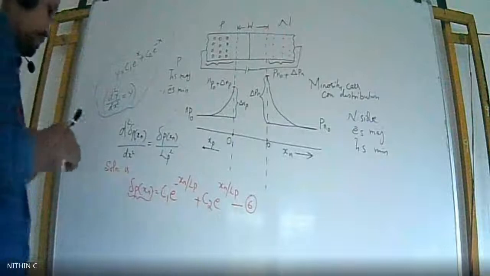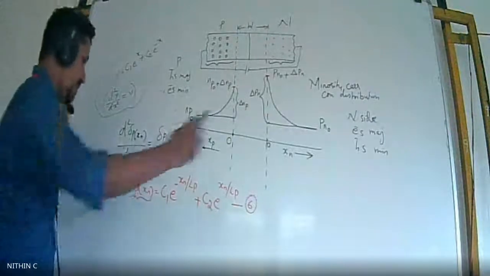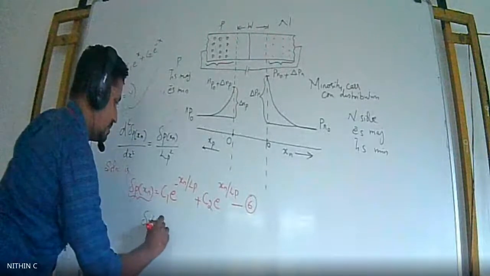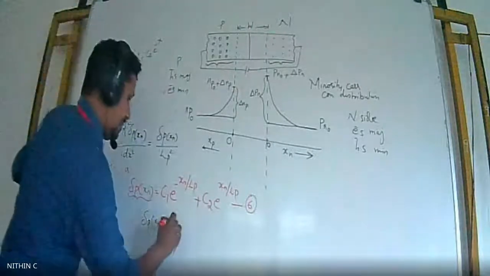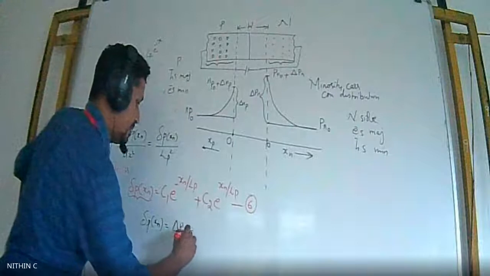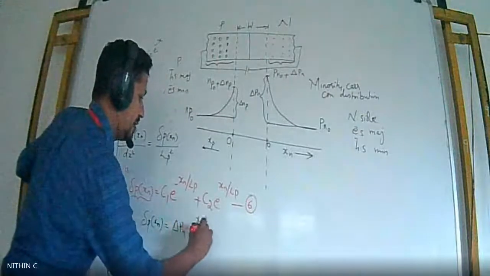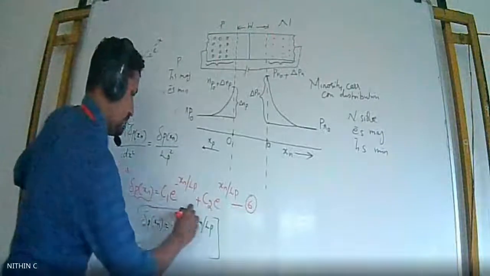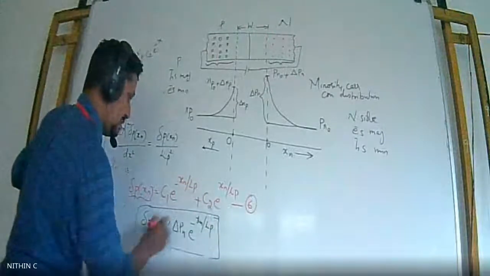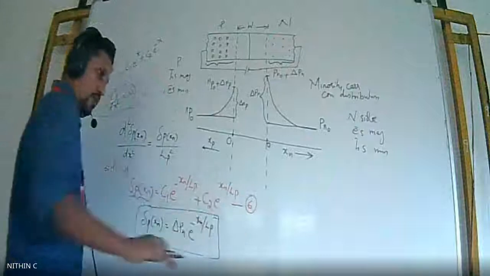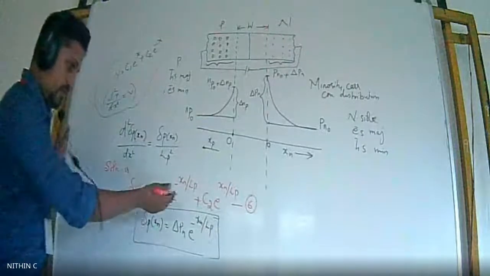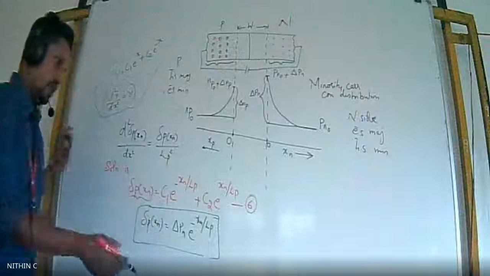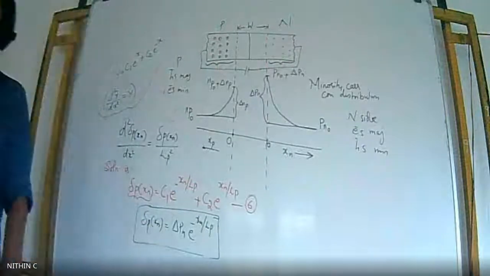So after substituting the values of c1 and c2, you will get the expression as delta p xn is equal to delta pn e raised to minus xn by lp. You know that the c2 value is 0, so this term vanishes. The only term left will be c1 e raised to minus xn by lp, where the c1 value you got as delta pn.